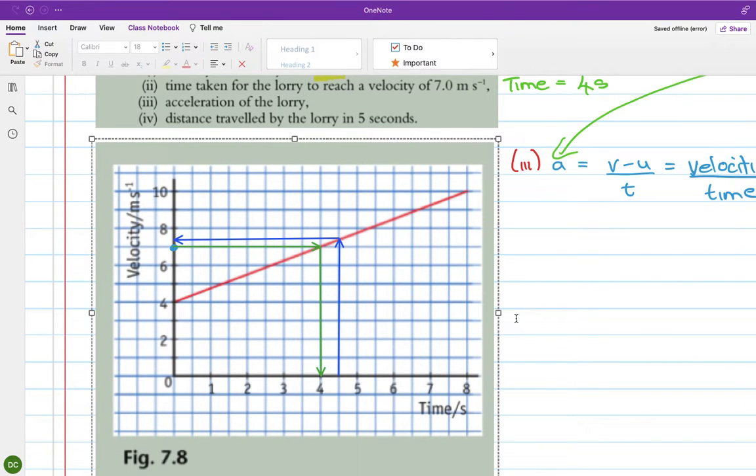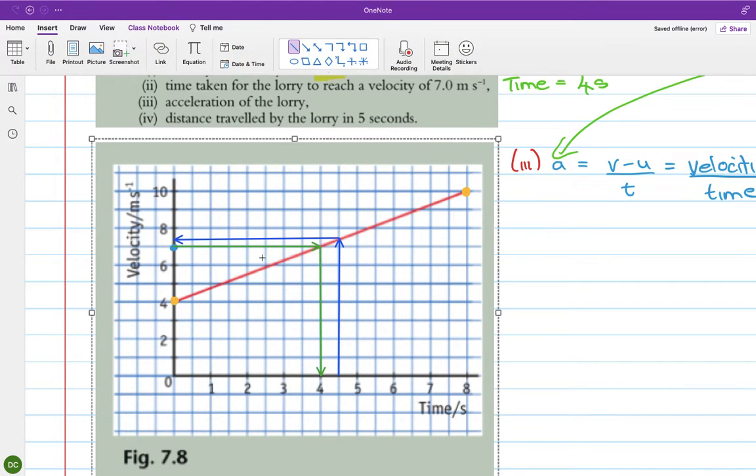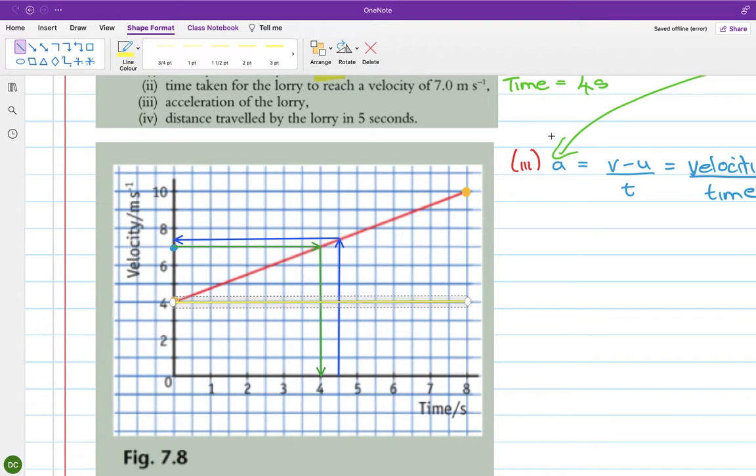Okay, so I'm going to go back over here. I might do this in yellow. You need to pick points where you're very, very clear where the start is and very, very clear where the end is. So I think I'm just going to go to the start and the end. It's just easier. So let's see. We'll go yellow. And I'm just going to draw a line this time. So I'm going to go across there. And then I'm going to put in another one. And I'm going to go down that way.